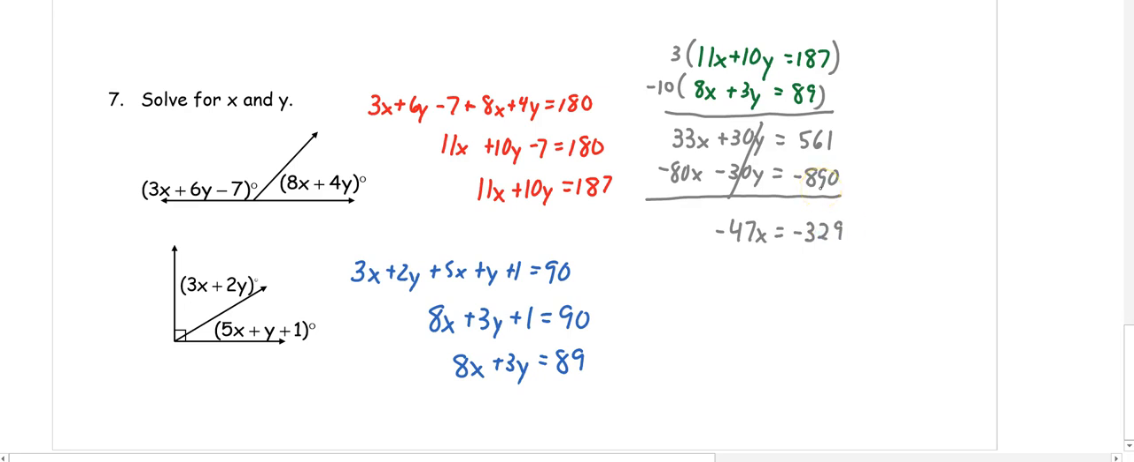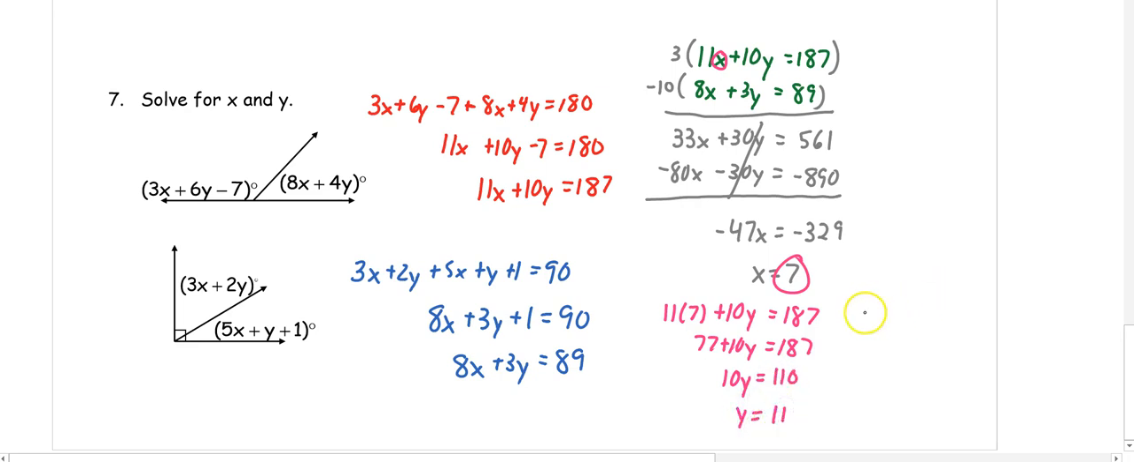When I divide by 47, I get x is 7. Once I know x, I need to go back to one of my original equations and find the other variable. So 11 times 7 plus 10y equals 187. 77 plus 10y equals 187. Subtract 77 from both sides. 10y equals 110. And divide by 10. So y is 11. So I would have the ordered pair 7, 11.